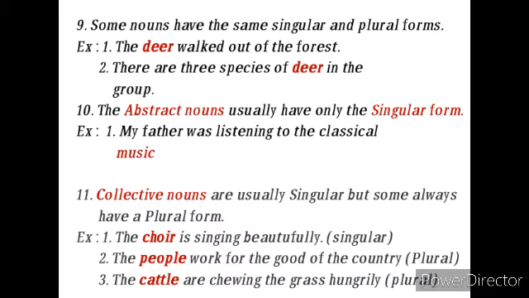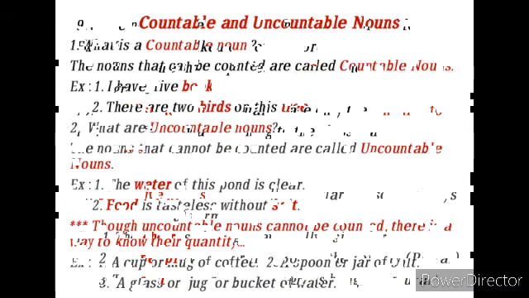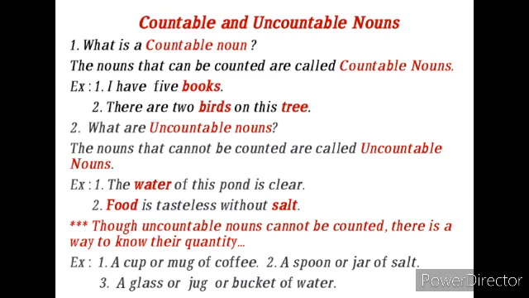So the word choir, the word people, the word cattle, all these are collective nouns, but the difference is some of them are singular and some of them are plural. So finally what we come to know is collective nouns are usually singular, but some always have a plural form. Well children, hope you all understood the concept of nouns, singular and plural. And I hope you have already understood how to form the plural forms of the singular nouns.